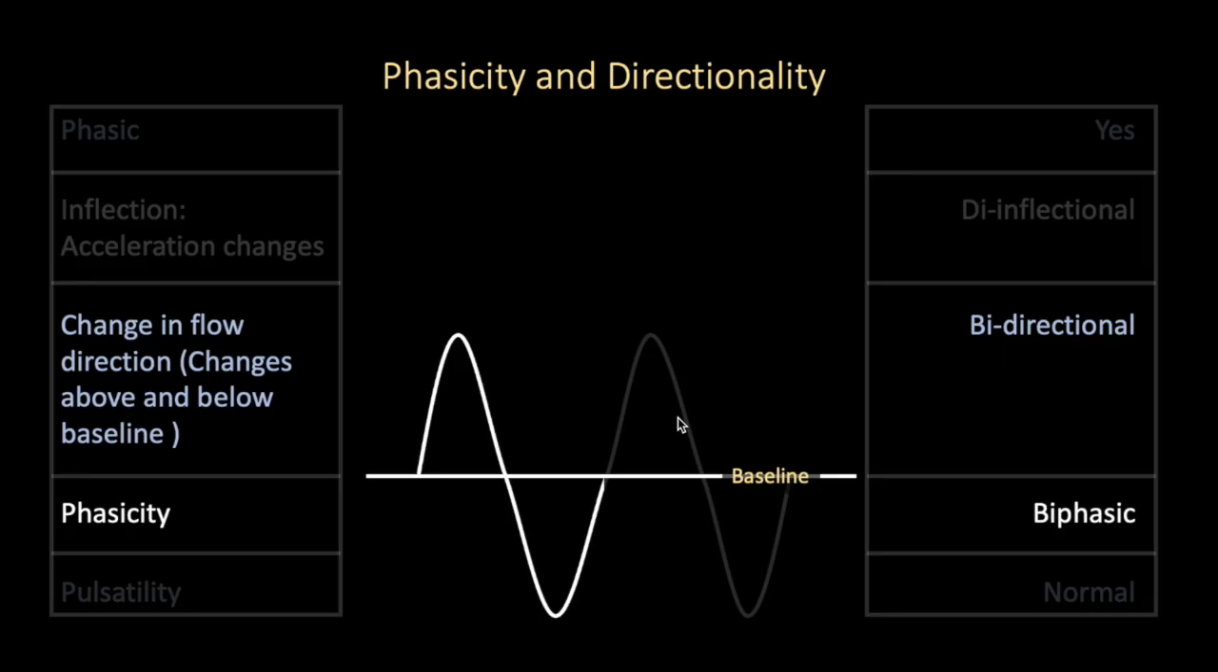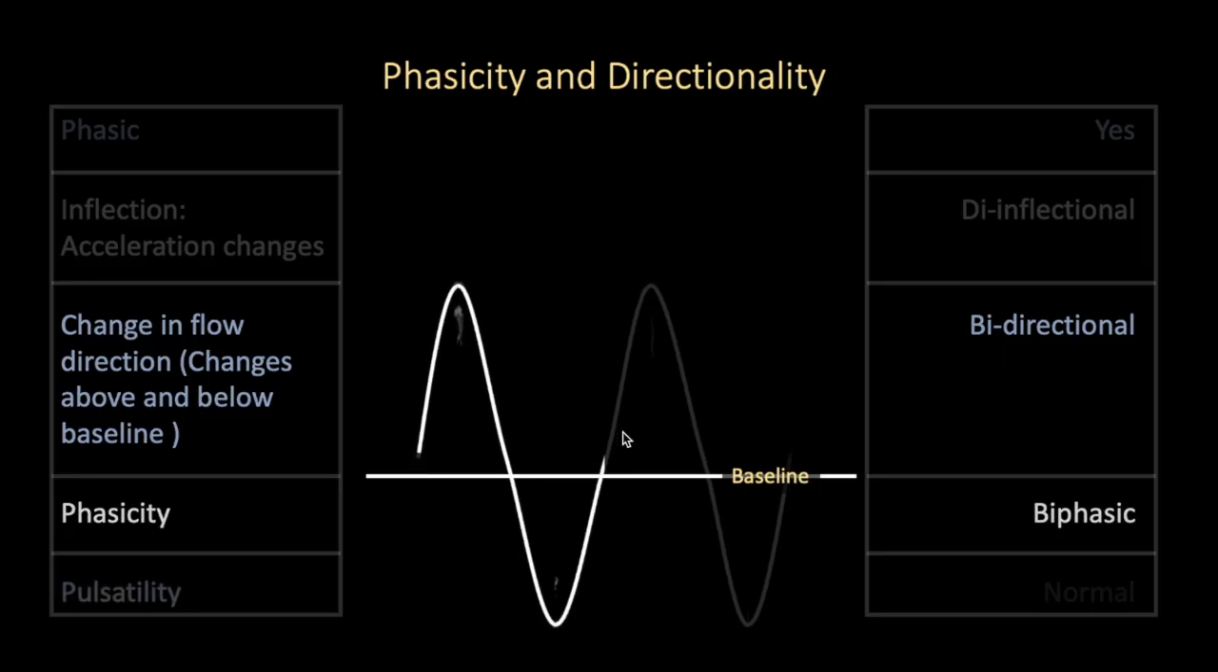What's changed here? Well, the phasicity is still there. It still has phasicity. It's still di-inflectional. You have 2 acceleration changes. As far as change in flow direction, we can now see that this has gone from unidirectional to now bidirectional. The phasicity here is always going to be phasic because now it's lining up that you're getting it above and below the baseline. So this would be biphasic, and the pulsatility here would be normal.